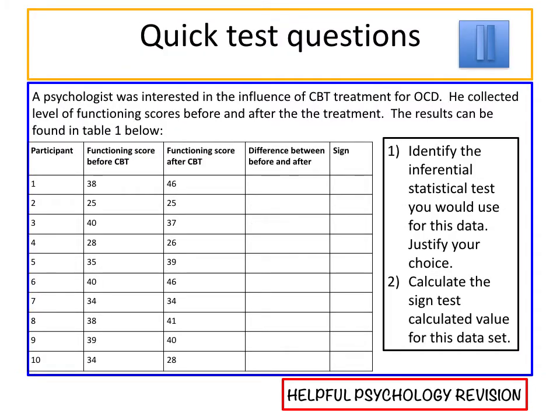So a quick test of your knowledge. A psychologist was interested in the influence of CBT treatment for OCD. He collected level of functioning scores before and after the treatment. The results can be found in Table 1 below. Your task is to identify the inferential statistical test you would use for this dataset and justify your choice in relation to this research. Then calculate the sign test calculated value for this dataset. You can pause the presentation now to carry out this task.